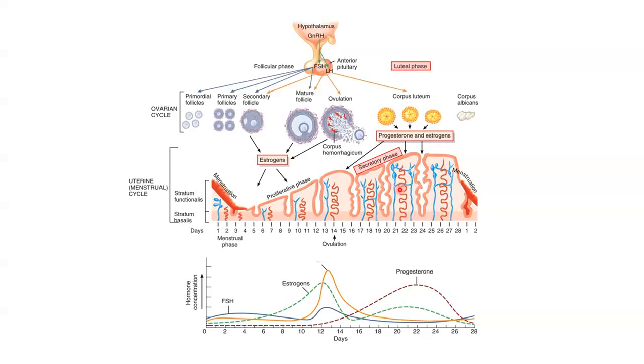If fertilization does not occur, then the levels of our progesterone and our estrogen will decline because our corpus luteum has disintegrated into our corpus albicans. It's no longer secreting those hormones. The declining of these hormones, remember, is then what stimulates the first part of our cycle, which is menstruation.